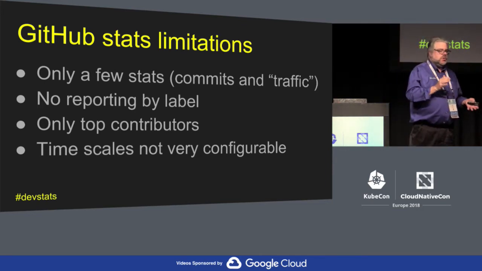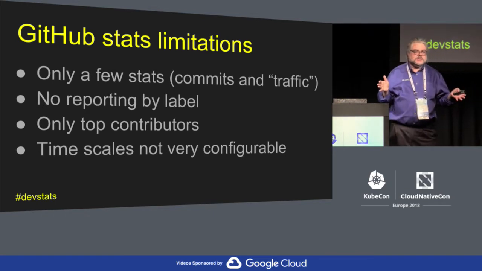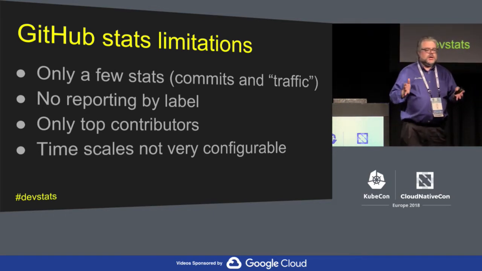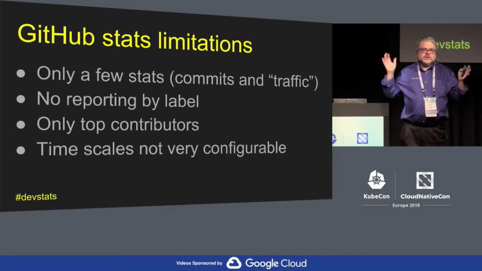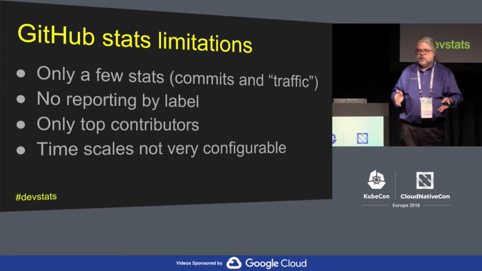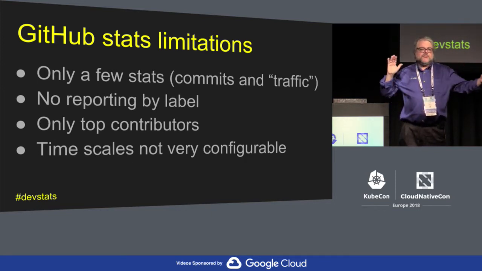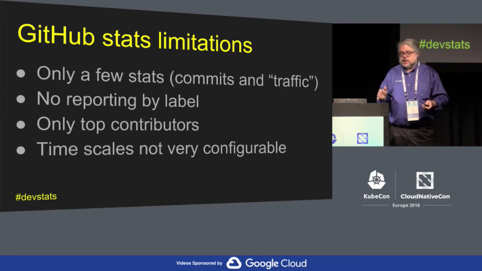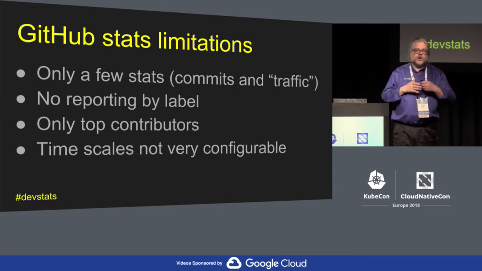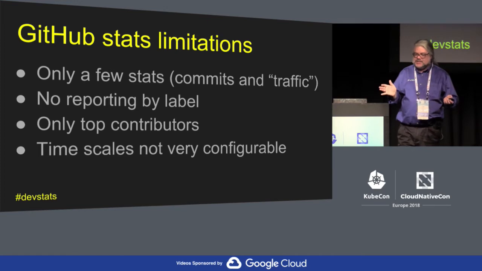And then the timescales with the default GitHub stats are just really not very configurable. As in, you can get like a week or a month back for a limited amount of time, and that's about it. So really not enough data for us to answer any of the questions that we want to answer.